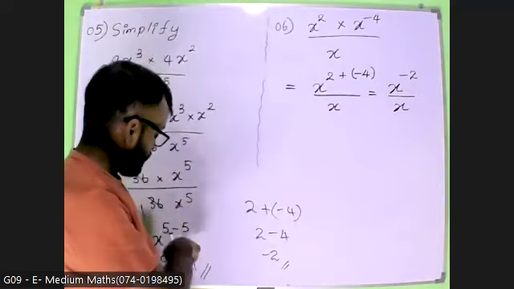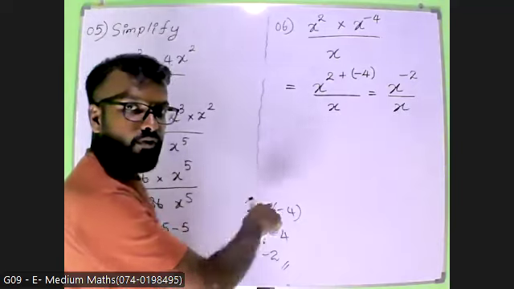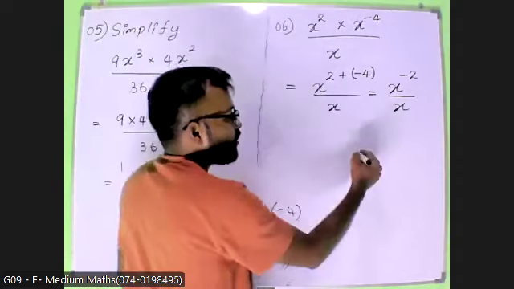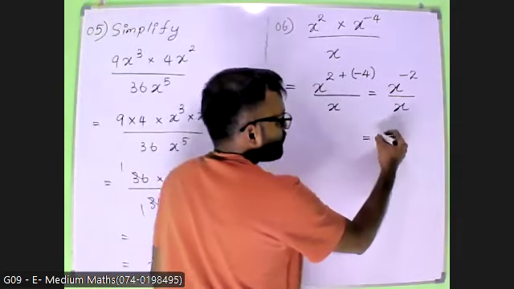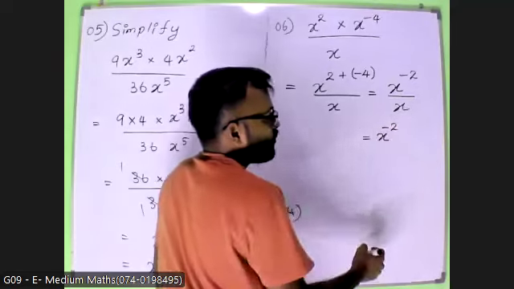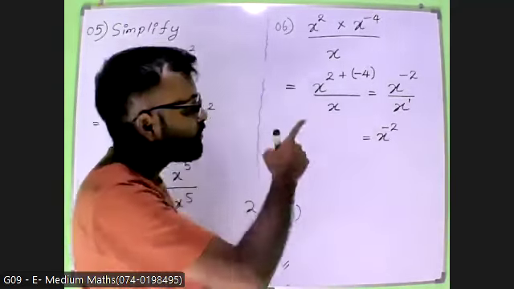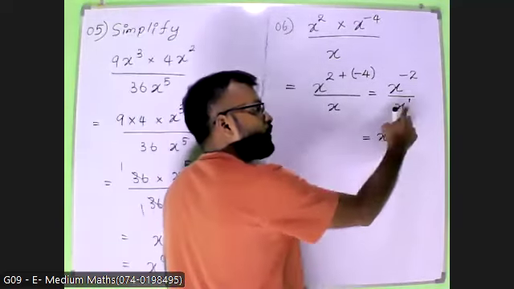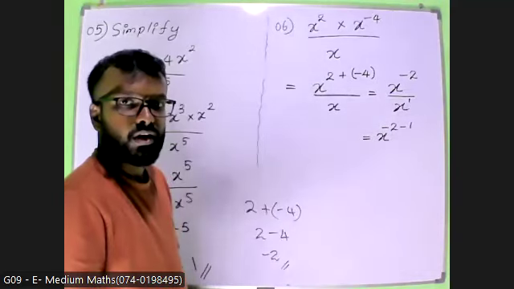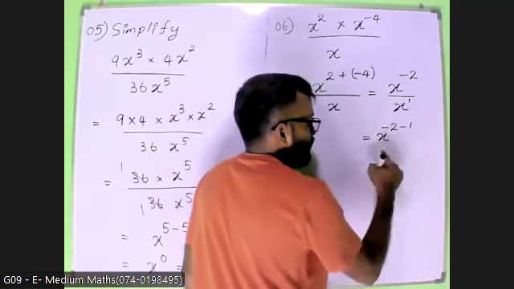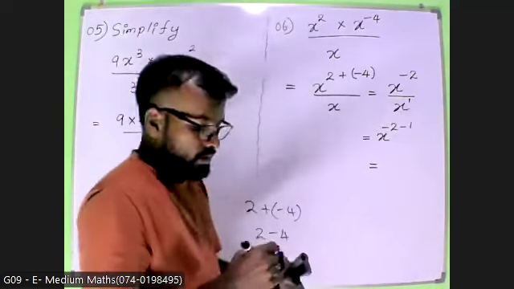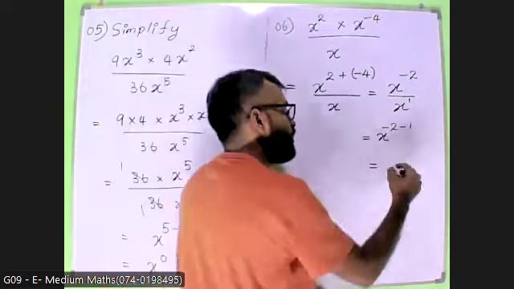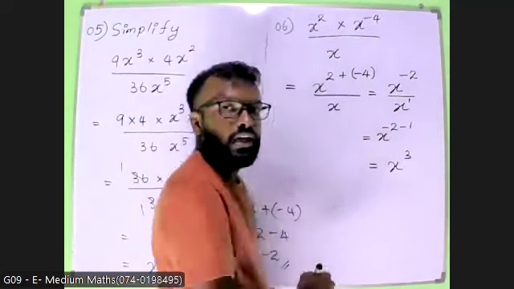Laws of indices: a to the power m divided by a to the power n can be written as a to the power m minus n. So you have to use that. x to the power minus 2, and here you have x to the power 1. You subtract: minus 2 minus 1, same sign, so you add the two numbers, 2 plus 1 is 3. What is the sign of that?